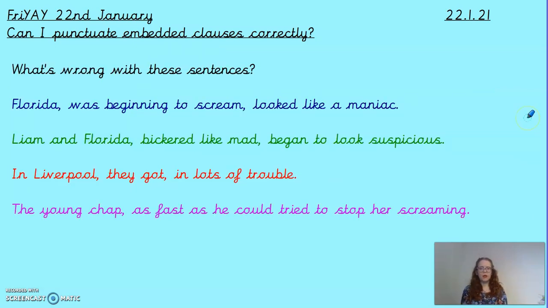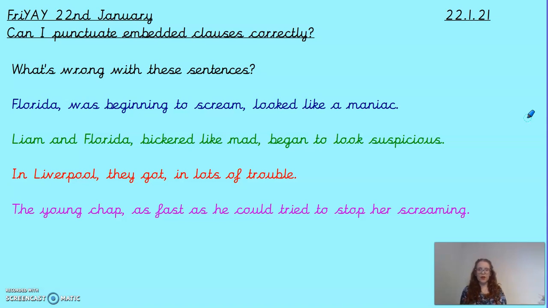Okay, your turn. I want you to pause me. Have a go and see if you can work out what's wrong with these sentences. Have a look at what words are used, what words might be missing. Have a look at that punctuation and have a think about what might be missing from these or you might need to add in. It always helps me to read them aloud.